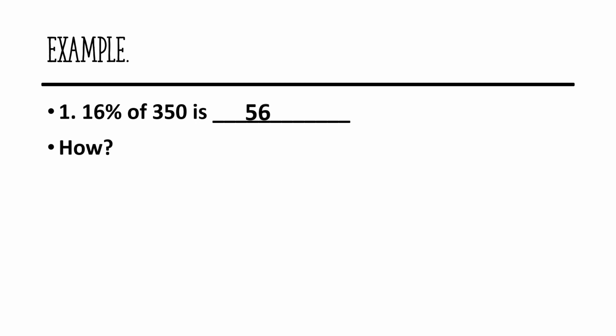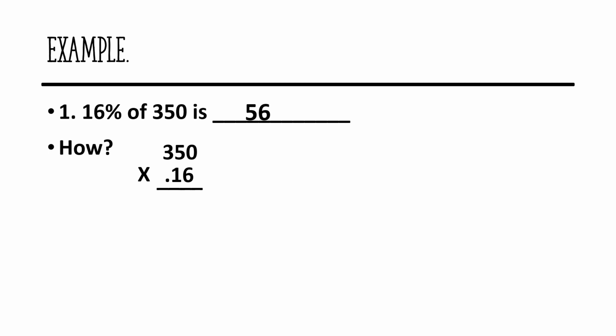Alright, we have here an example. What is 16% of 350? And the answer is 56. How did we get that? We simply multiply 350 times 0.16. We all know that 16%, which is also equal to 0.16 or 16 hundredths in decimal form.